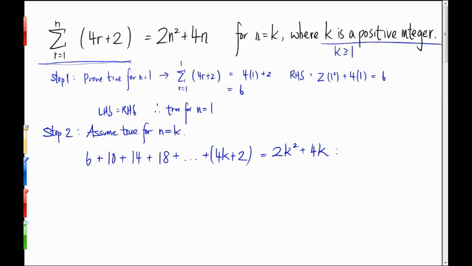Now, since we've proved true for n equals 1, step 2 was assume true for n equals k. In other words, all that plus 4k plus 2 equals 2k squared plus 4k is true. So we'll assume.